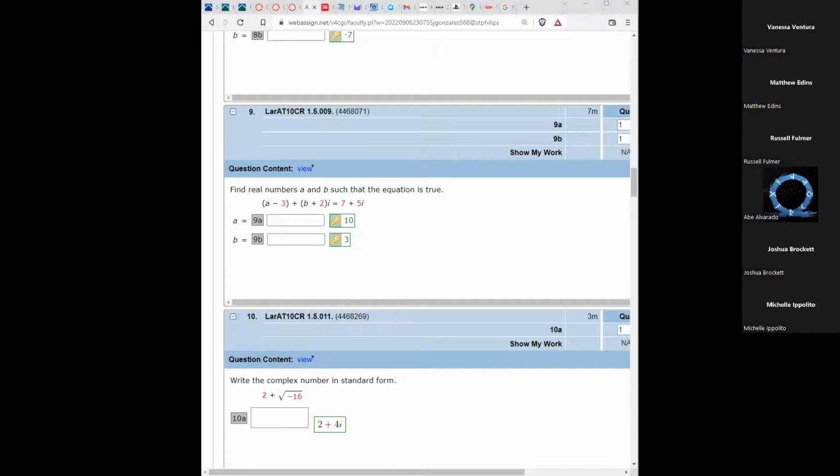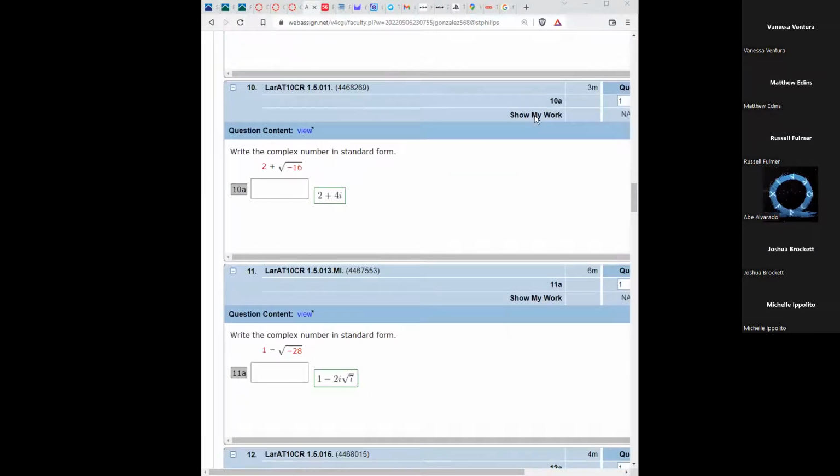Okay, the next one is also pretty straightforward. These next few, you're just going to deal with this piece and that's it. So 2 plus that negative 16. The way I want you to think about it is that you factor a negative 1 out. So this part becomes an i, this part becomes a 4. The square root of 16 is 4, the square root of negative 1 is i. That's what's happening here, this piece and that piece.